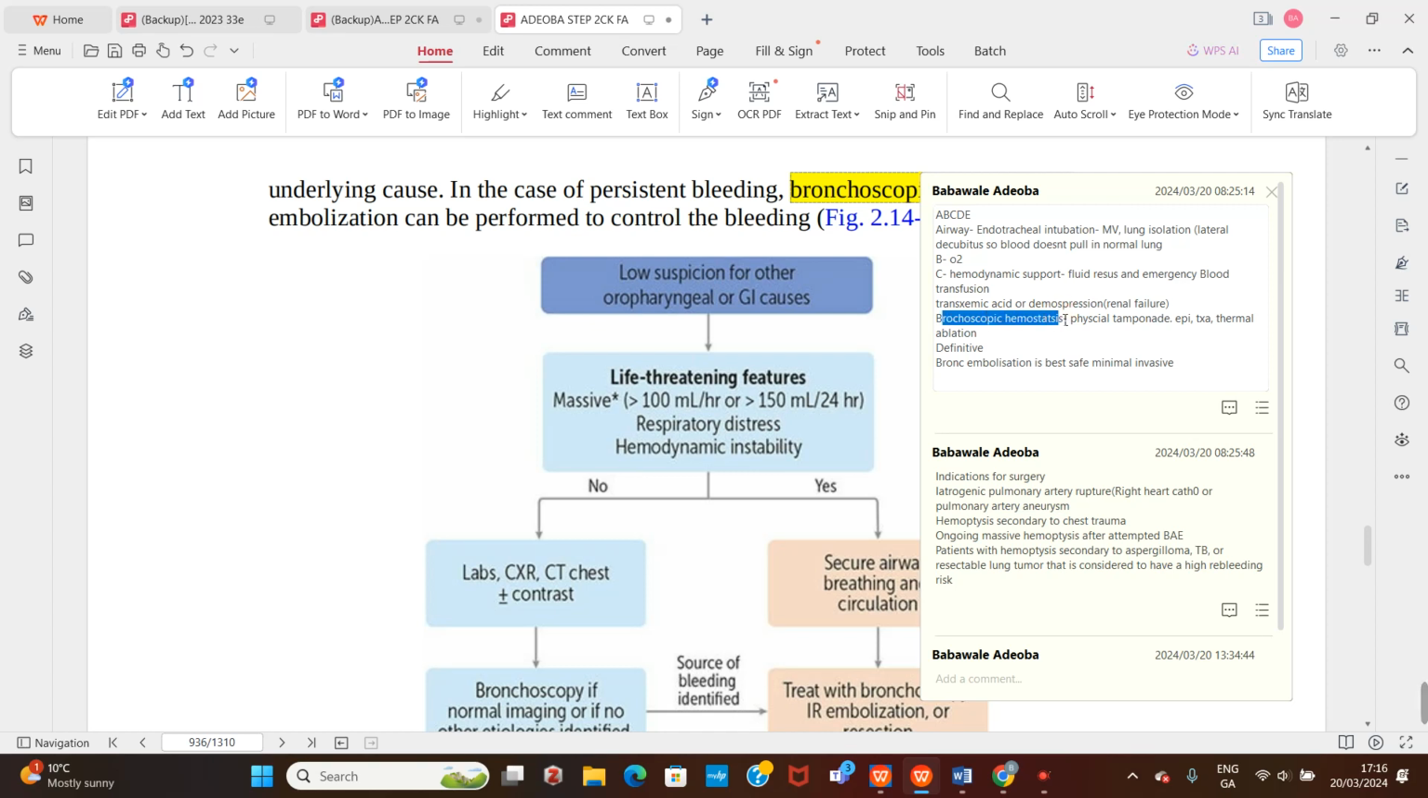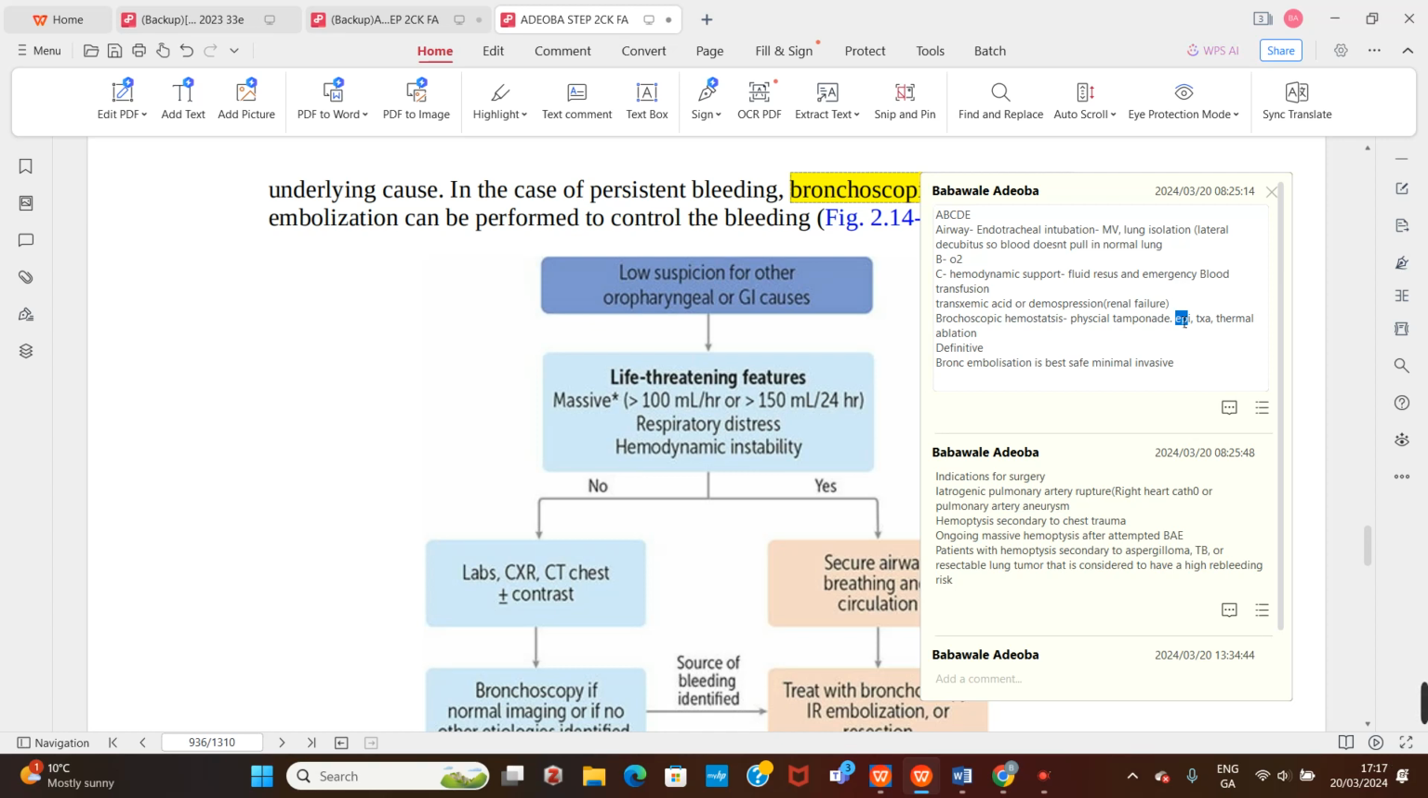Then you now want to go in with your bronchoscopic hemostatic techniques. After you have done your ABCD, the next thing is to try to arrest the bleeding temporarily by doing your bronchoscopy. What can you do with your bronchoscopy? You can do a physical tamponade, you can do a thermal ablation of the vessels that are bleeding, or you can inject drugs like tranexamic acid or epinephrine. Epinephrine is a potent vasoconstrictor, so you can inject epinephrine with your bronchoscope to achieve temporary hemostasis.